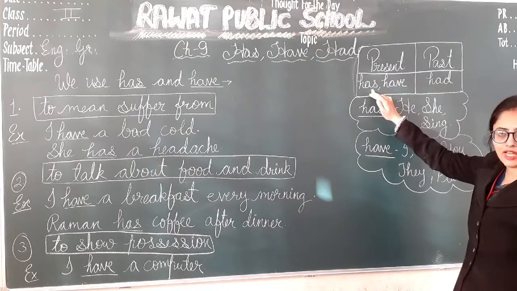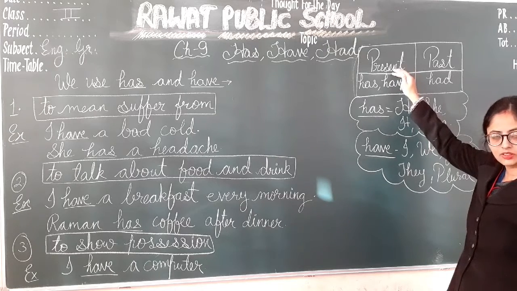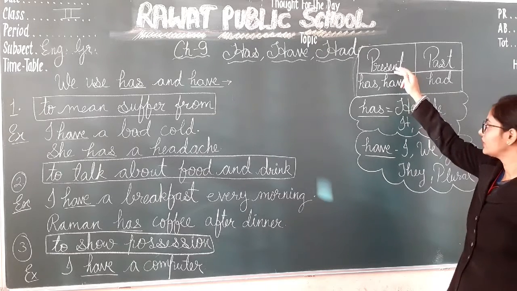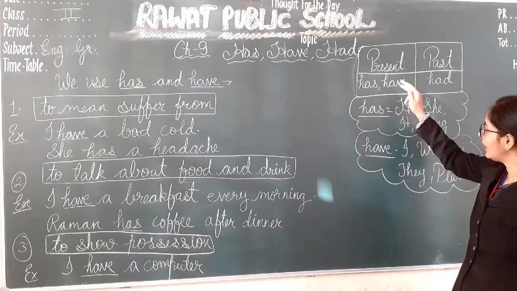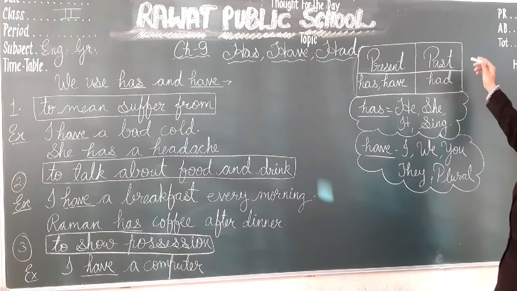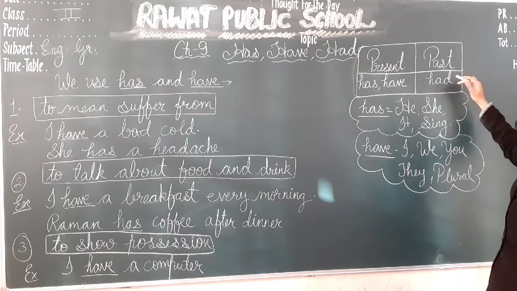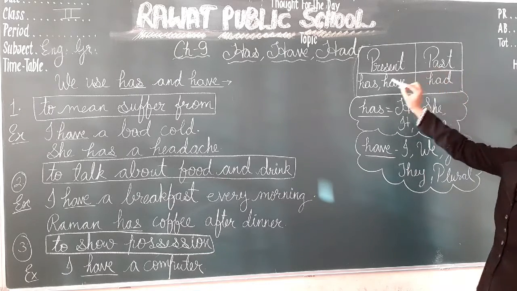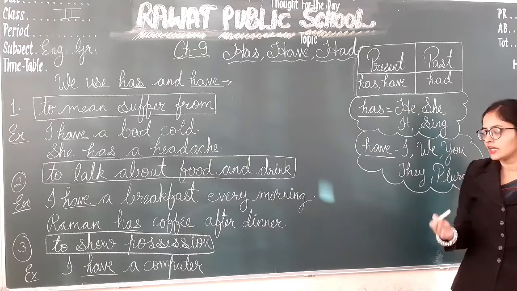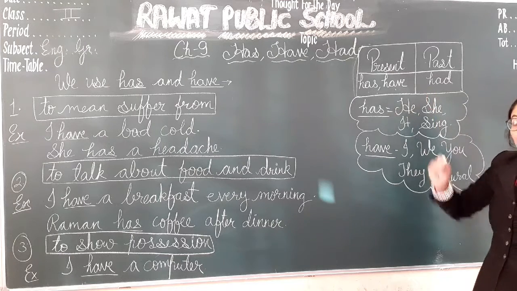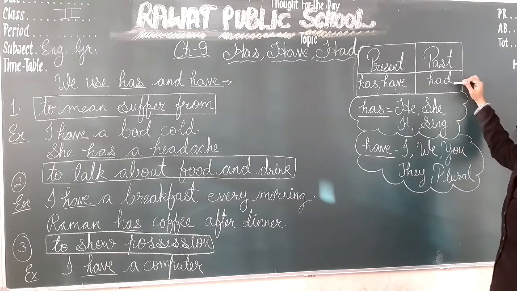We use has and have as a present verb, or we are using the present form of the verb, we are using has and have. And in the past form we are using had, means had is the past form of has, have. Okay? When we are talking about present, then we will use has or have. But when we are talking about the past, then we will use had.